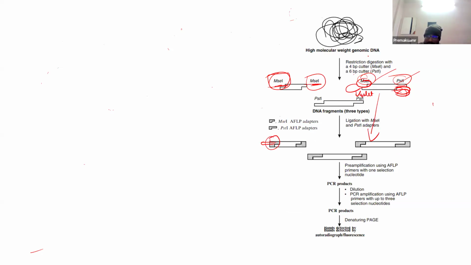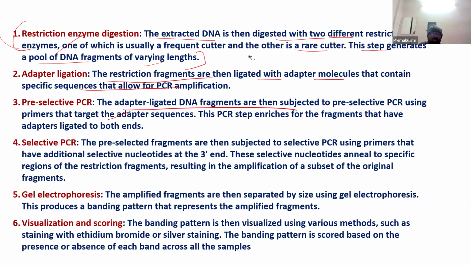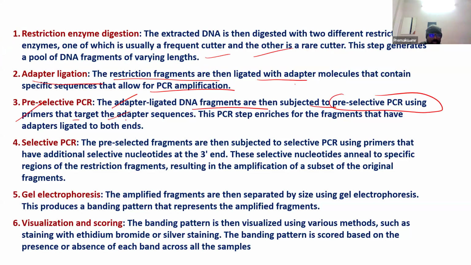First, after your restriction fragments are generated, the restriction fragments are ligated with an adapter molecule that contains the specific sequence that allows PCR amplification. Then the adapter-ligated DNA fragments are subjected to pre-selective PCR using primers that target the adapter sequence. The PCR enriches the fragments that are adapter-ligated at both ends. Then the pre-selected fragments are subjected to selective PCR using primers with 3 selection nucleotides at the 3' end. Then they do gel electrophoresis, then visualization and scoring.